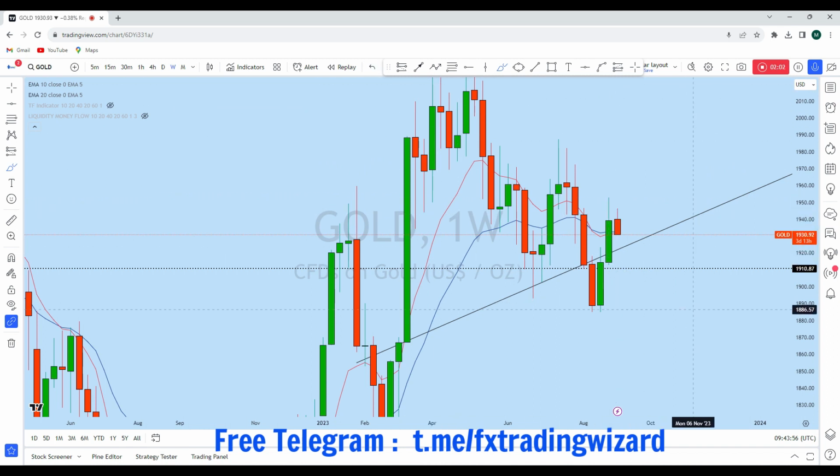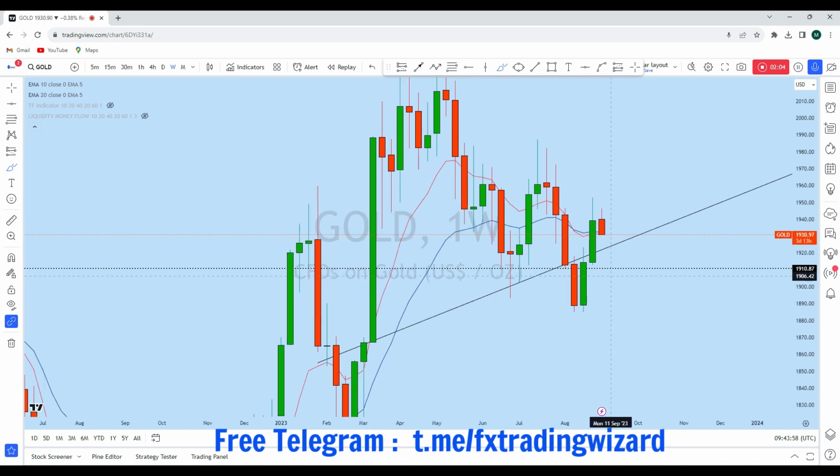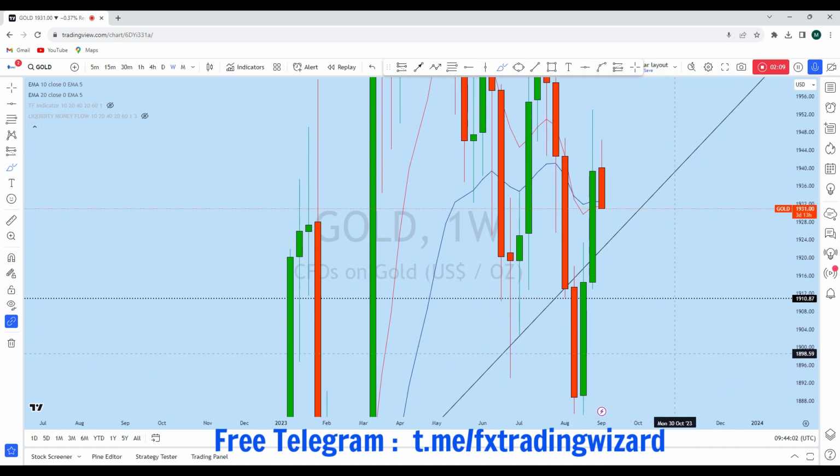With that rejection, we can expect gold to come back down to this support level or even break this low. So there is a probability on the lower time frame of a further drop on gold.